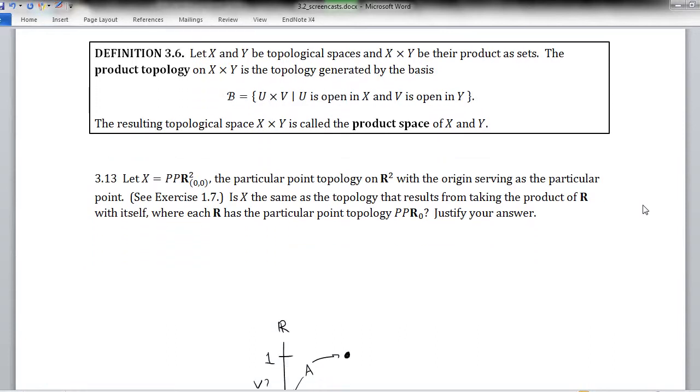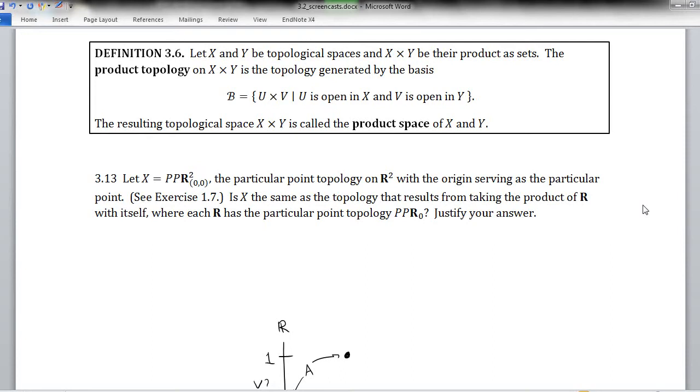So let's look at exercise 3.13. Let X be PPR2 at (0, 0), the particular point topology on R2 with the origin serving as a particular point. Is X the same as the topology that results from taking the product of the real numbers with itself, where each R has the particular point topology at the number 0? Justify your answer.